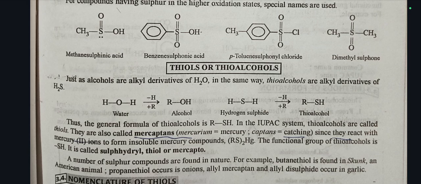It is called sulfhydryl or thiol group. A number of sulfur compounds are found in nature. For example, butane thiol is found in the skunk, an American animal. Propane thiol occurs in onion. Allyl mercaptan and allyl disulfide occur in garlic.